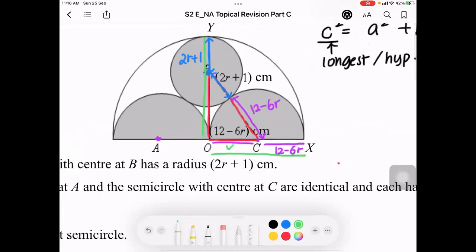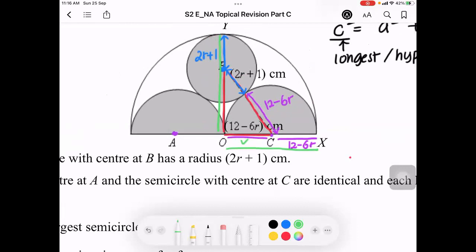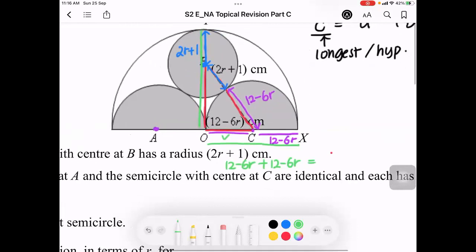The green one will be how many times? 2 times, right? So it's 12 minus 6r plus another 12 minus 6r. Total 24 minus 12r. So the whole thing here is 24 minus 12r. Okay, the whole thing, right? Why do I need to do this? Because later they ask me to find one small part of the triangle.